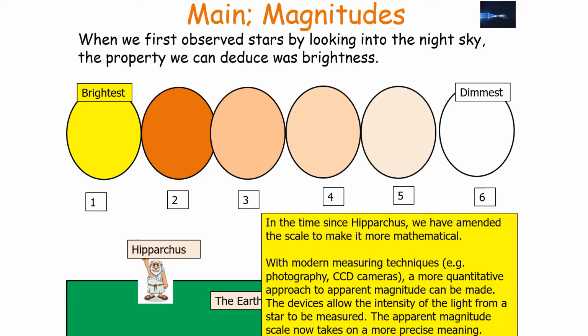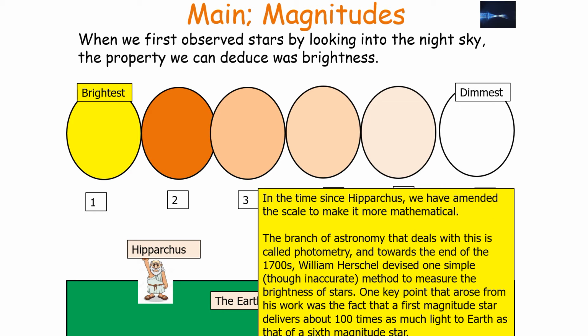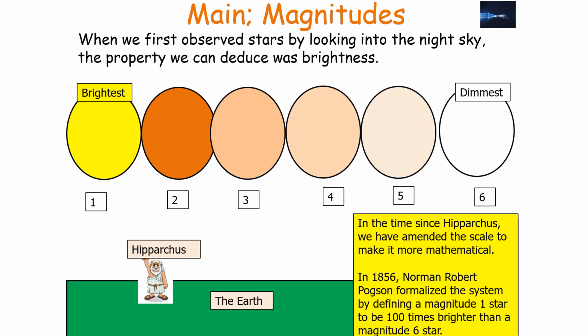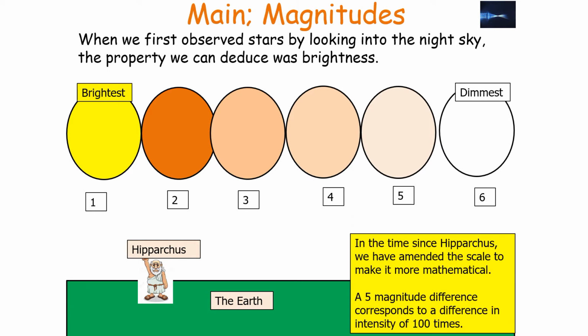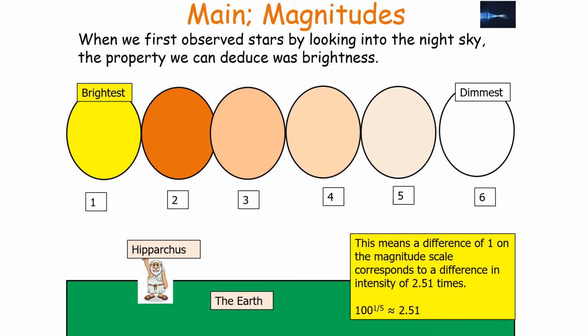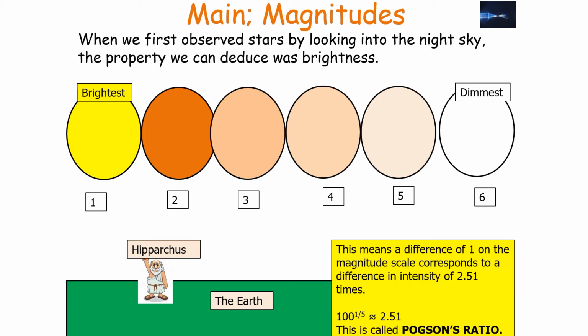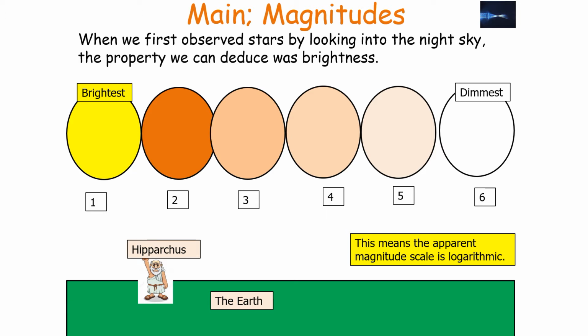Now it's more important now with our modern measuring techniques that we have a quantitative approach to apparent magnitude. So it's important that we understand that the first magnitude star delivers 100 times as much light to the Earth as a 6th magnitude star. So Norman Pogson formalized this by saying a magnitude 1 star is 100 times brighter than a magnitude 6 star. So a 5 magnitude difference corresponds to an intensity of 100 times. So this tells us that each time we move up the scale, we are changing the brightness by 2.51 times, which is Pogson's ratio. Now this means the apparent magnitude scale is logarithmic.